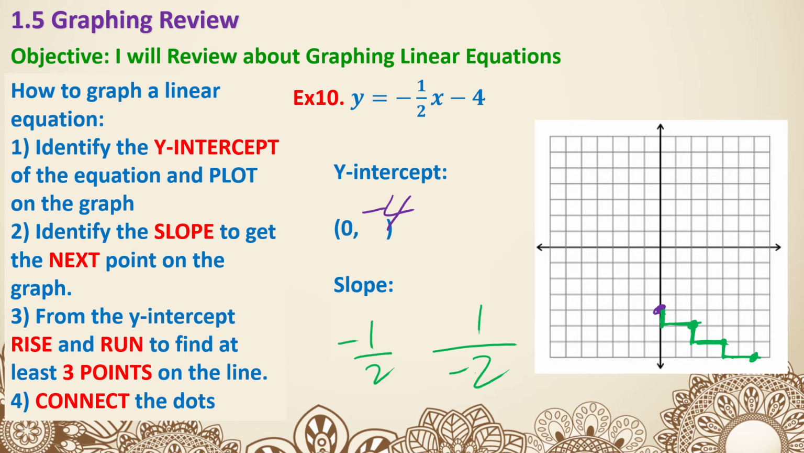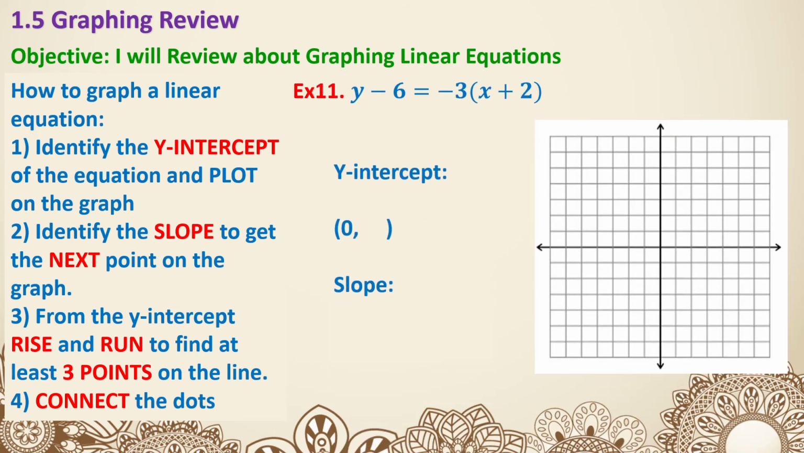And let's say you choose to do the other way, 1 over -2. Well, 1 is up 1, -2 is left 2. Up 1, left 2. Up 1, left 2. You can see these points are exactly on the same line. So it does not quite matter as long as only one of the numbers gets the negative sign. That's example 10.